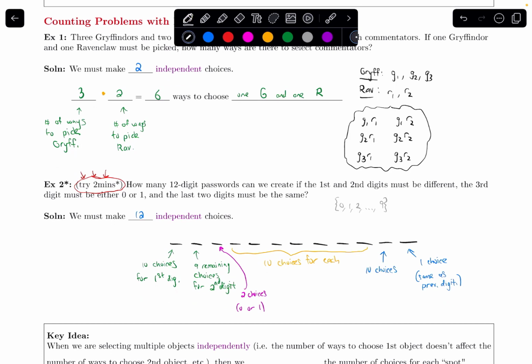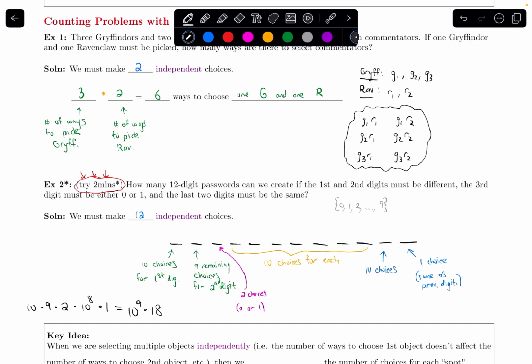So my final answer is I take each of these numbers and multiply them together. So I'll get 10 times 9 times 2. And then there's a bunch of 10s. If I count them all up there in the middle, there are actually 8 of them, so times 10 to the 8. And then finally, I get a times 1 at the end. Okay, so 10 times 10 to the 8 becomes 10 to the 9. And then 9 times 2 times 1 is 18.